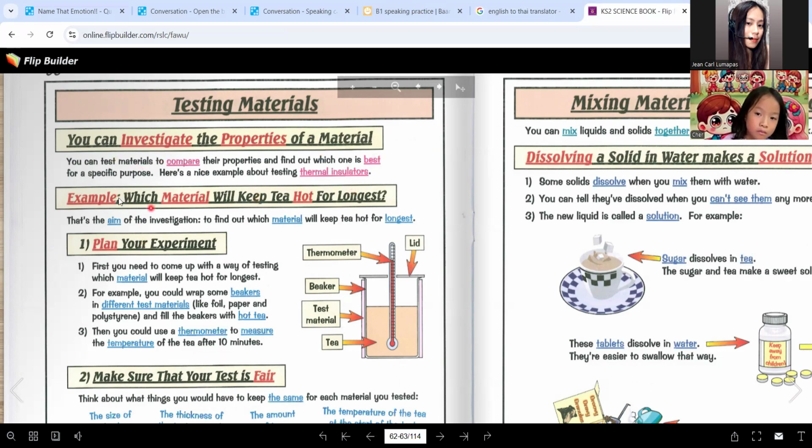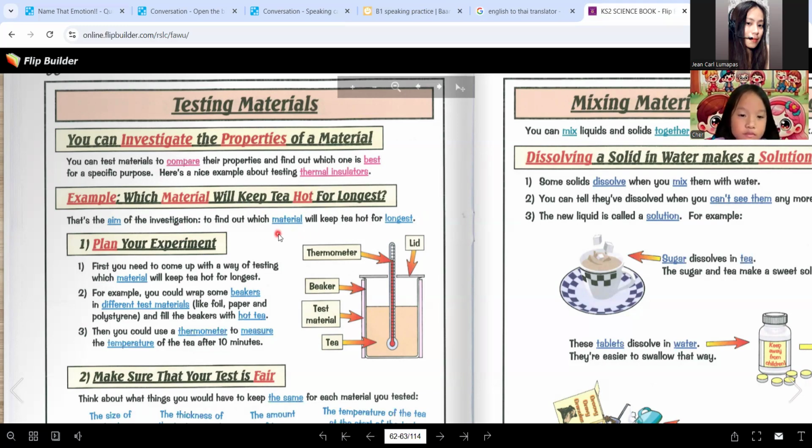So example number one, which materials will keep tea hot for longest? Yes. Okay. What is the aim of the investigation? What are we trying to find out? We will find out which material will keep tea hot for longest.